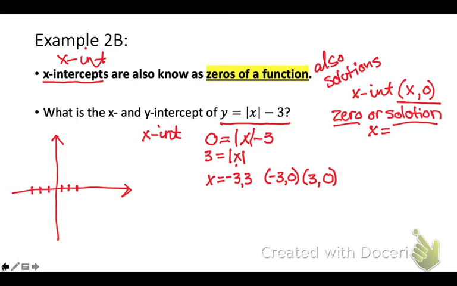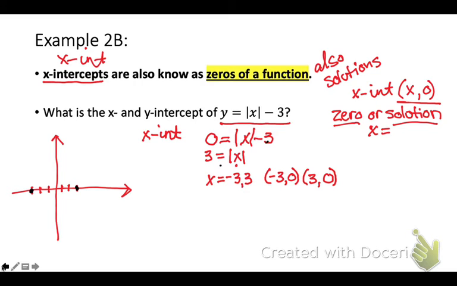If you don't want to put it, you don't have to. So I'm going to change my color over here. How do you get 3 and negative 3? You add 3 to both sides. I got that part.